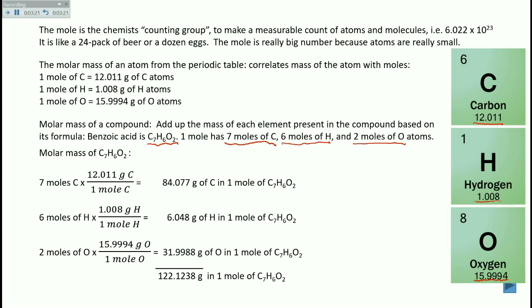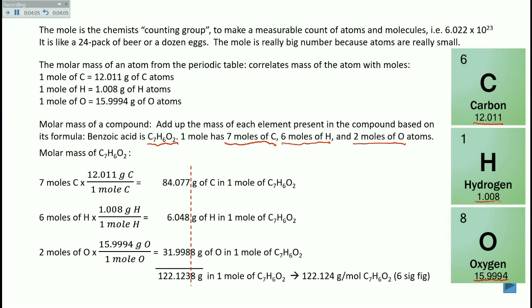I have to recognize that the molar masses in the periodic table are based on measurements. So that means each molar mass has a precision. To get the precision of my molar mass of benzoic acid, I have to reflect the precision of my inputs. And I find that my inputs for carbon and hydrogen stop at thousandths of a gram, while my oxygen input has a little bit more precision. So I need to cut off after the thousandths place. So my final answer for molar mass of benzoic acid is 122.124 grams per mole, 6 significant figures.